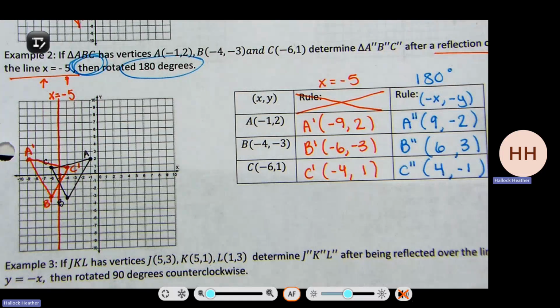So this one, 180 is nice because you do not have to flip the coordinates. You just change the sign. If it's positive, it's negative; negative, now it's positive, okay?